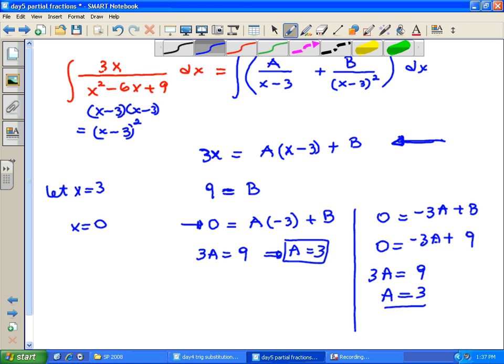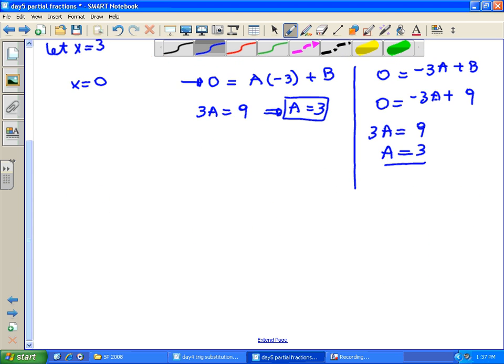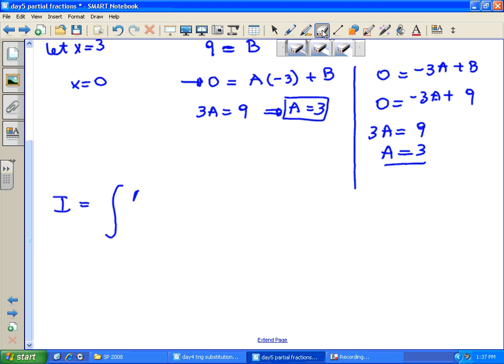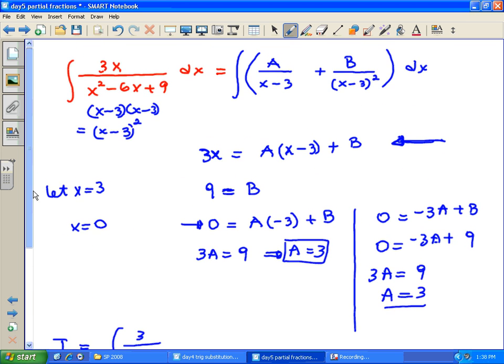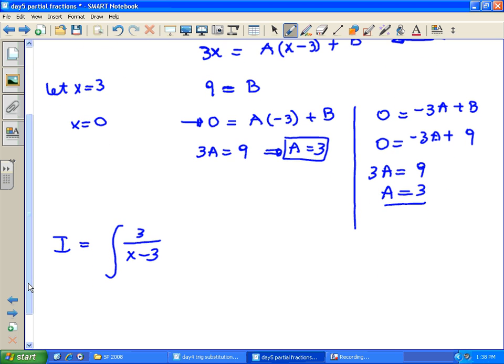Okay, we have the a, we have the b. Can we finish the question? Let's take a look. So we want a over x minus 3. And a is 3 in this case. So 3 over x minus 3. And then looking back to our equation on the top, b over x minus 3 squared. And b was 9. So 9 over x minus 3 squared.